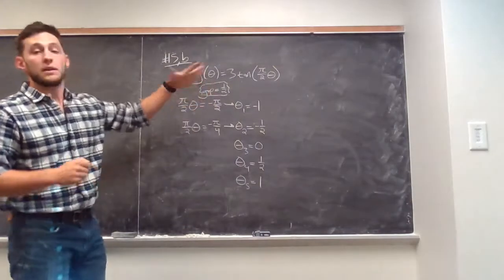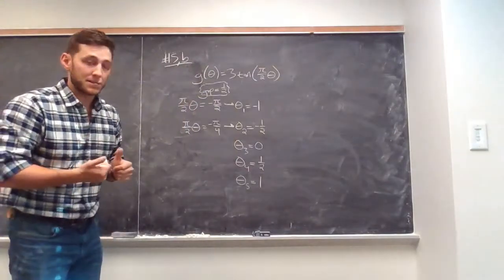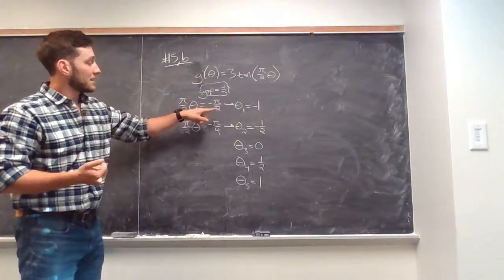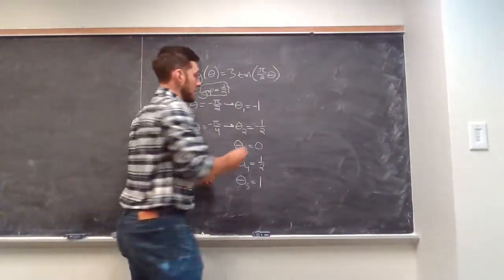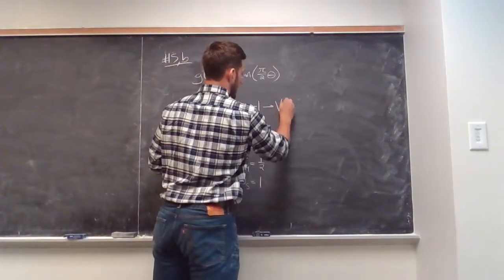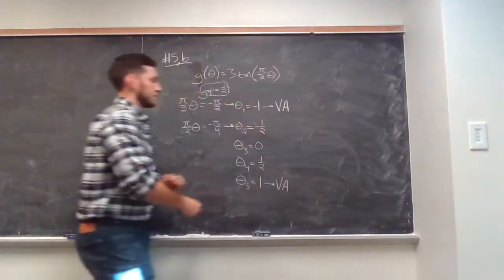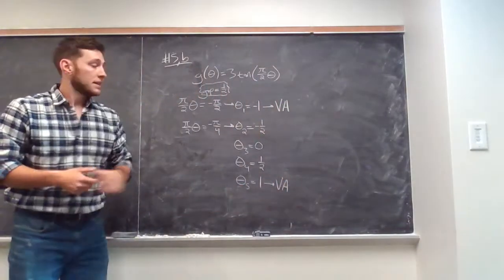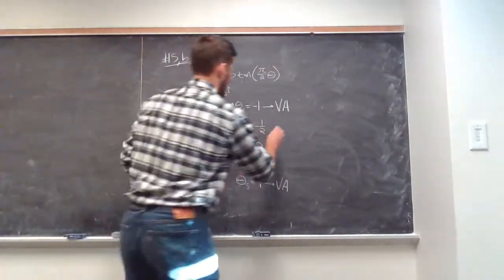Now remember, with tangent, your first and last important points are vertical asymptotes. It's where the tangent on the inside is negative pi over 2 and positive pi over 2. So that's going to be the important part. This will be a vertical asymptote, as well as this guy. Now with the middle three, I can actually figure out what the y-coordinates are.